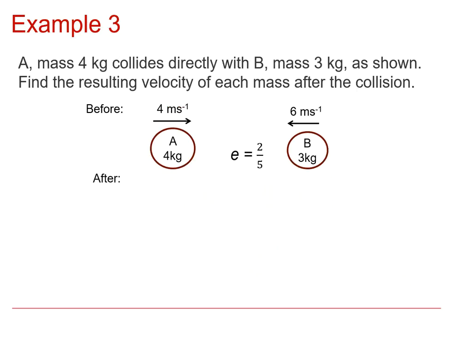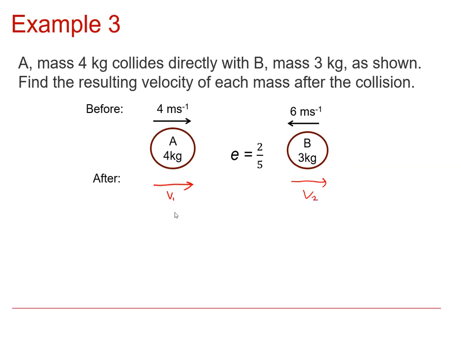In an example, we're really going to see the power of this method. Because notice at this time we're told everything about what's happening beforehand, and we're told the masses of the objects and the coefficient of restitution, but we're not told the velocities of either of the objects afterwards. So why don't we call the final velocity of this object v1, and we'll call the final velocity of this object v2.